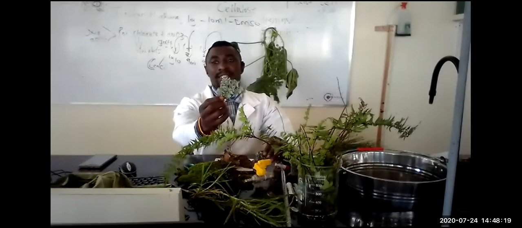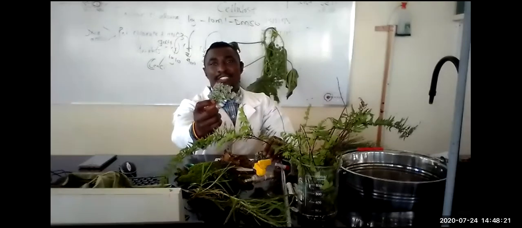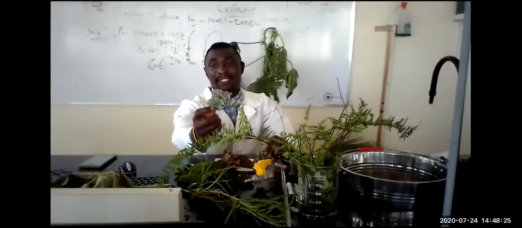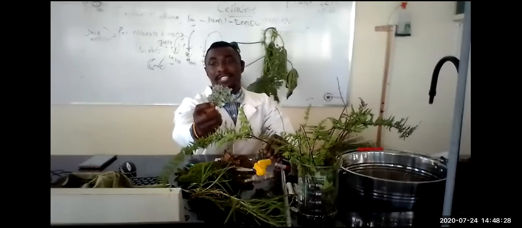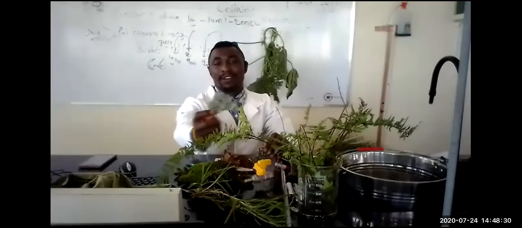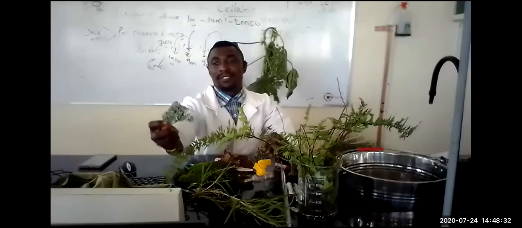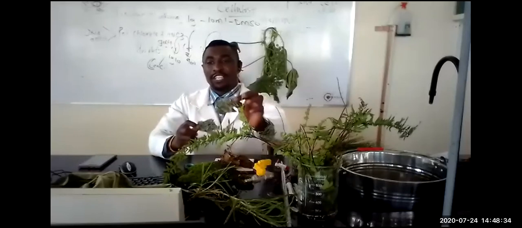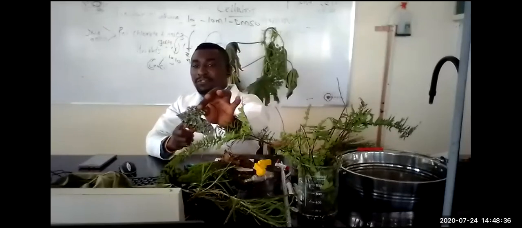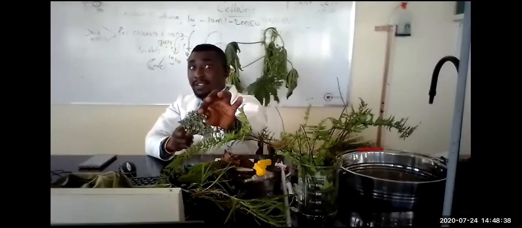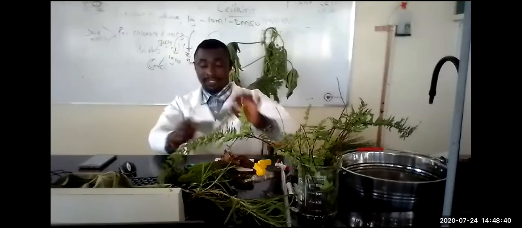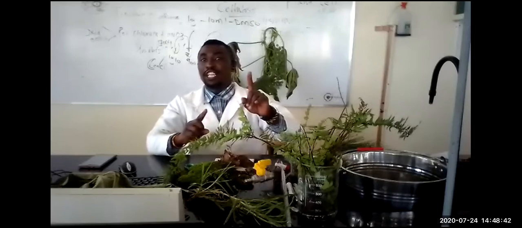The first one is lichen. I never mentioned it, but it falls within the lower plants. These are the lichens. I hope you've seen them on the back of trees. Lichens grow on the back of trees. So lichen, the first one.